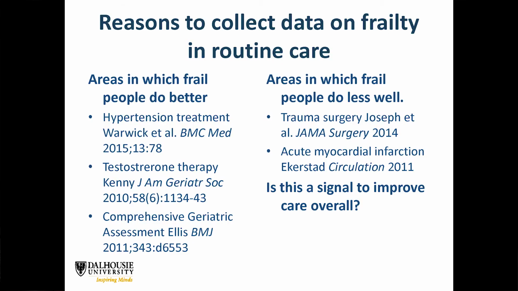And another reason we should know this is because there are some areas in which frail people do better. It looks, interestingly enough, that hypertension is actually one of the areas in which the frail older adults do better than the ones who are fit. There are other areas in which people do less well, and that's really important to us because perhaps this is not a signal to put them all in some other place. It's a signal to improve the care that we provide.